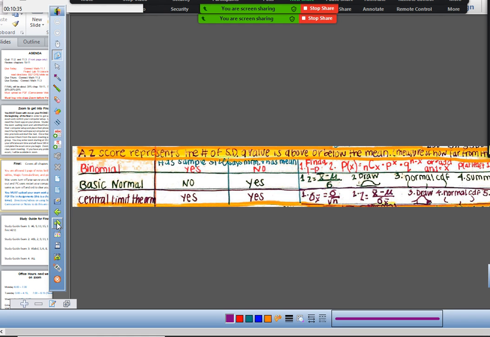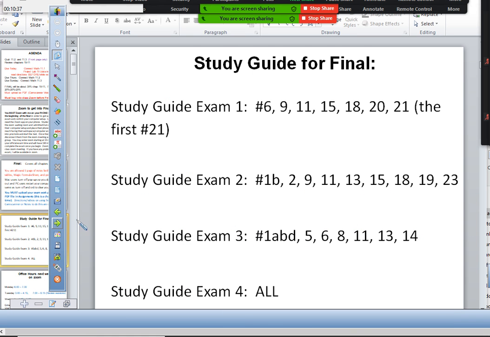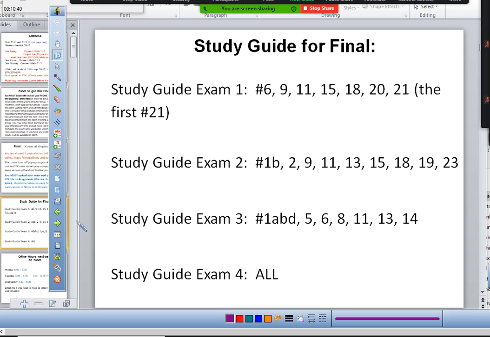All right. Good. Study guide for the final. These are the things you need to know. I think I put them up last class, but take a picture of this if you need to. So the study guide for the final are these problems from the past study guides. And then obviously the study guide for exam 4 will be everything, since the final is also the exam 4 combined. So take a picture of that. I'll give you 5 seconds. 5, 4, 3, 2, 1.